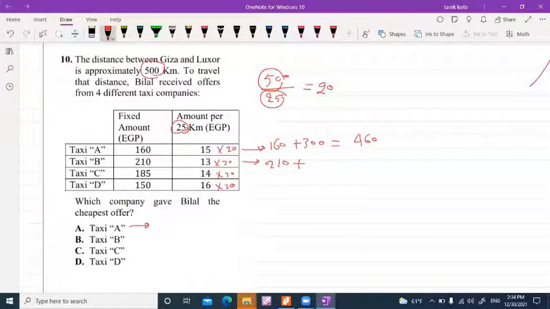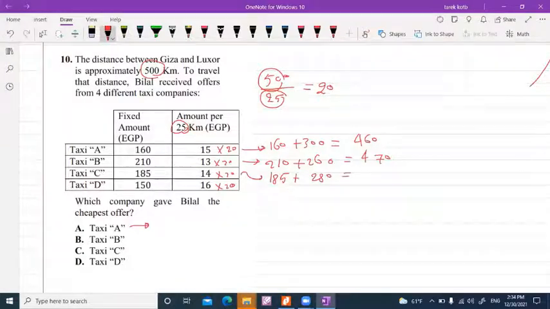The second offer, 210 plus 13 times 20. Keep the 0, 2 times 13, 26, then add, it will be 470. This one, which will be 185 plus 14 times 20, it will be 280. Add, it will be 465, because this will be 3 plus 1, 4.